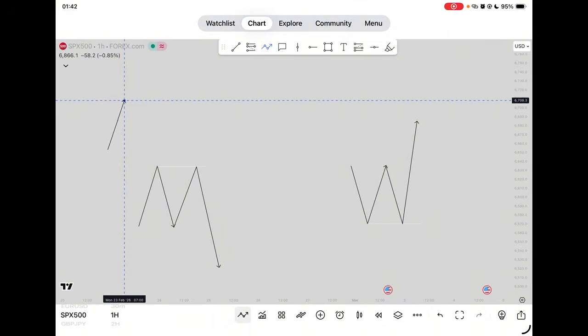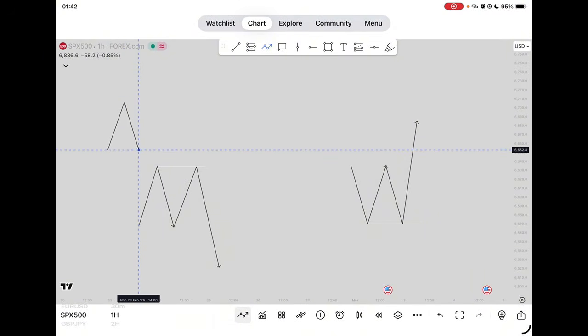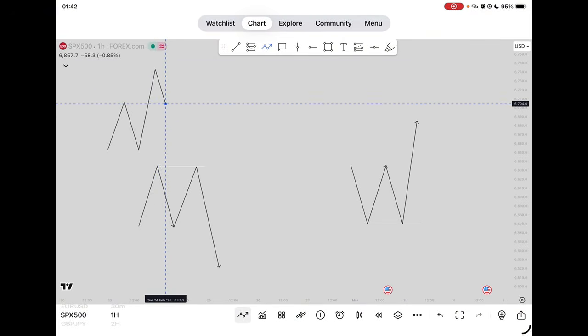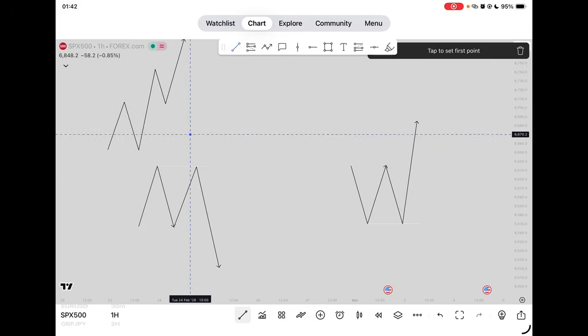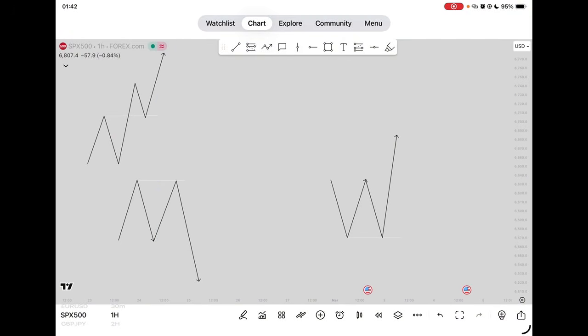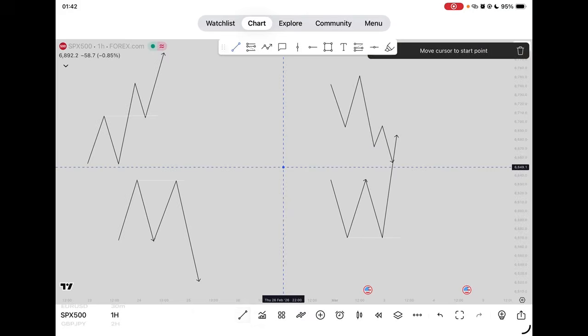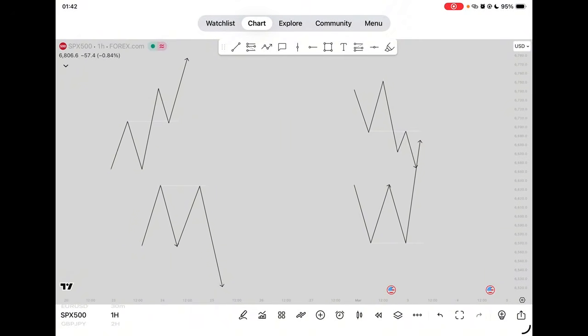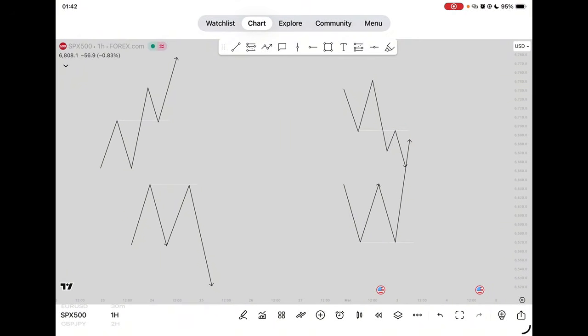The A shape can also be used as a support, whereby if price breaks above it, you expect it to come back to it and continue going up. Right here, it comes back to it and continues going up. Same thing for the V shape: it comes back to it and continues moving down. You understand? So these are the two ways to use the key level.